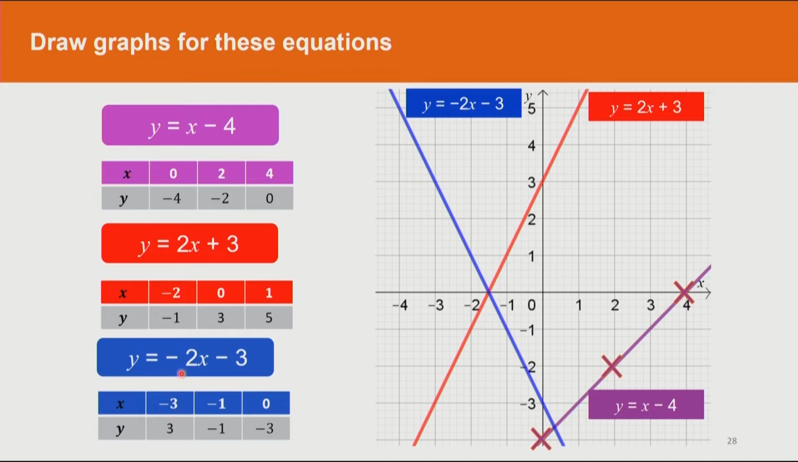When x is negative 3, now it is negative 2 times negative 3 will give us positive 6. So 6 minus 3 will give us 3. Then negative 2 times negative 1 is positive 2. So positive 2 minus 3 will give us negative 1. Then lastly, negative 2 times 0 is 0 minus 3 is negative 3. So you can use your calculator to get those values. So after that, you will plot those points and join them with a straight line, and don't forget to label your lines.